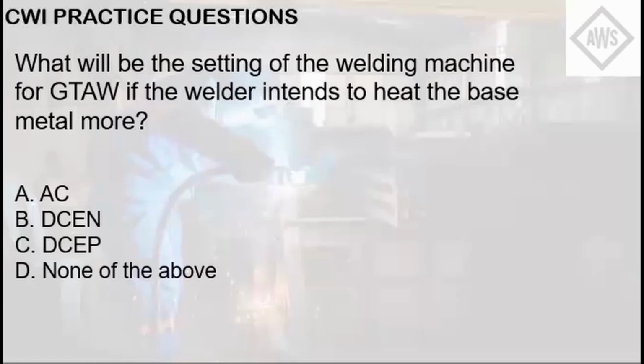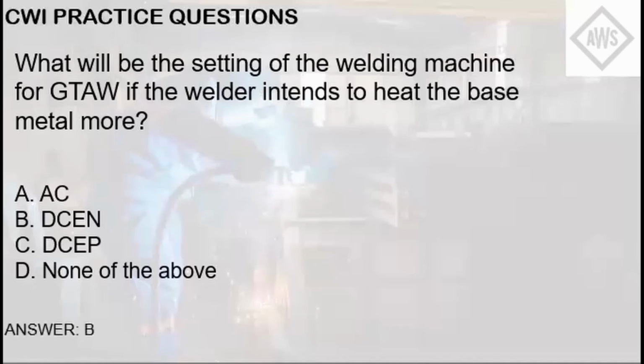Letter C, DCEP, heats the base metal more for SMAW because of the electronegative flow. Basically, the base metal will be heated up more because of that kind of circuitry or circuit flow. So the answer here is letter B, DCEN.